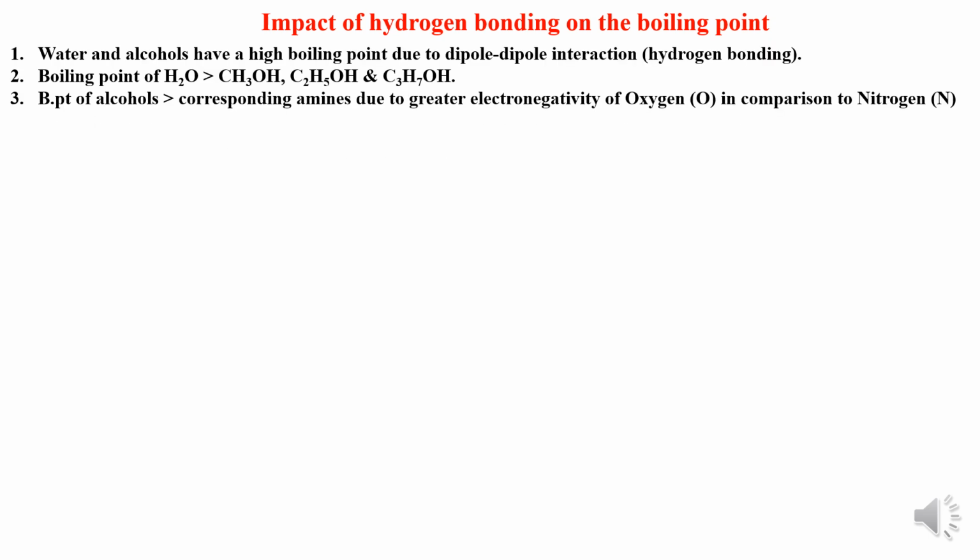What about the impact of hydrogen bonding on the boiling point? Now, boiling point is the temperature at which the vapor pressure of the liquid is equal to the atmospheric pressure. Now, water and alcohols have a high boiling point due to dipole-dipole interaction, that is hydrogen bonding.